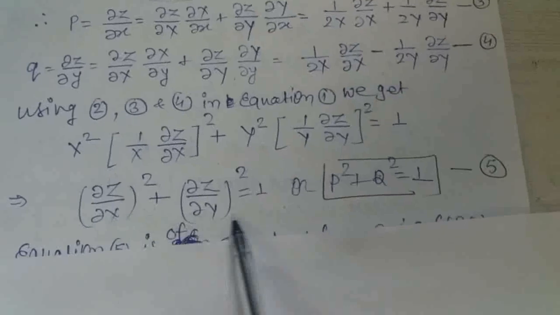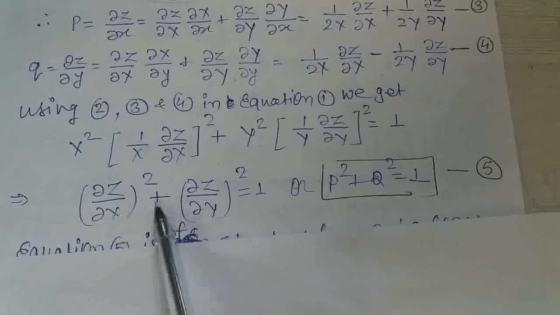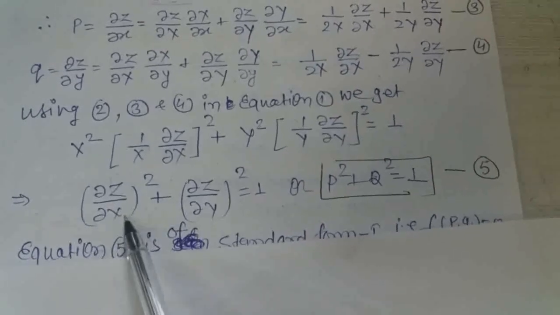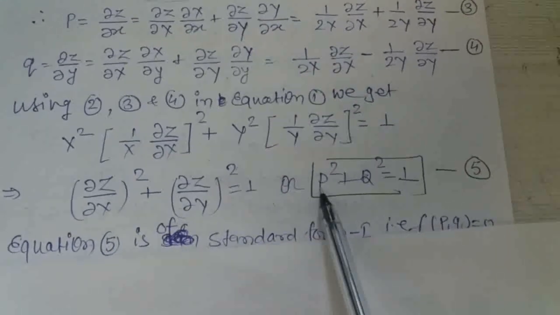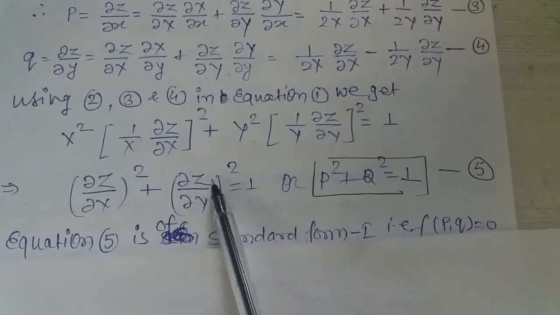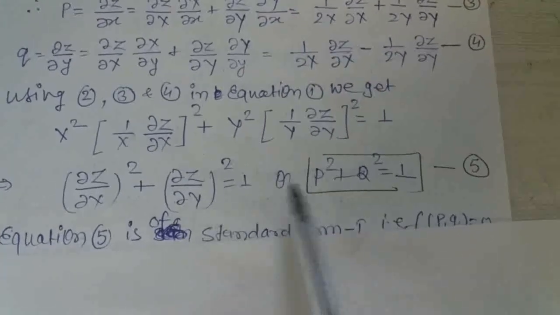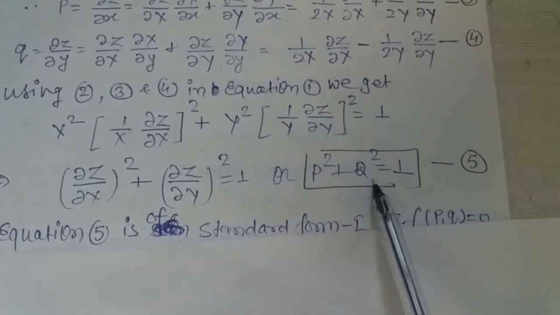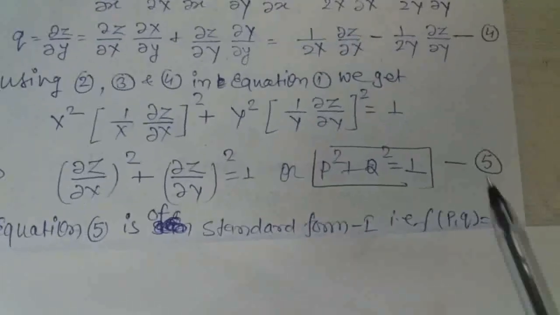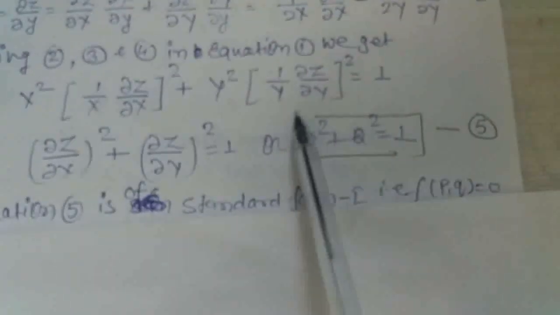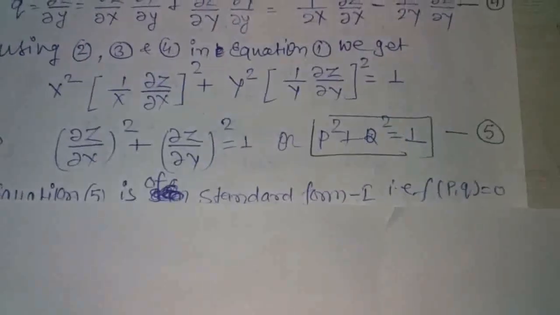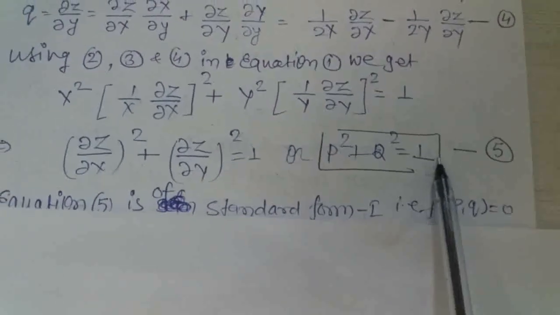Now this equation contains only two partial derivatives. Denote the partial derivative of Z with respect to capital X by capital P and the partial derivative of Z with respect to capital Y by capital Q. So this equation becomes P square plus Q square equal to 1. Now see, this is in standard form first. This equation contains only P and Q. So this is standard form first.